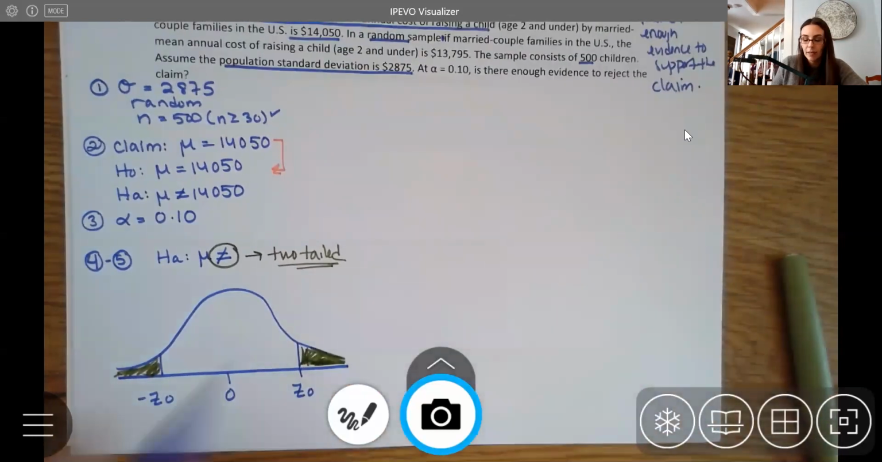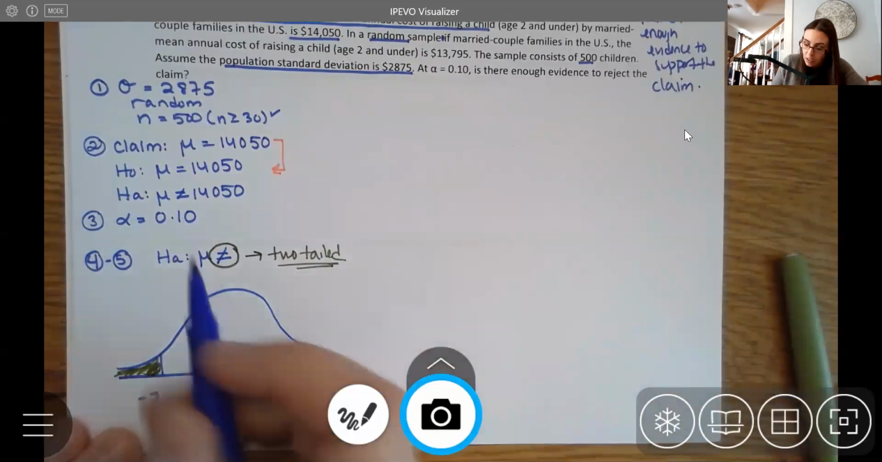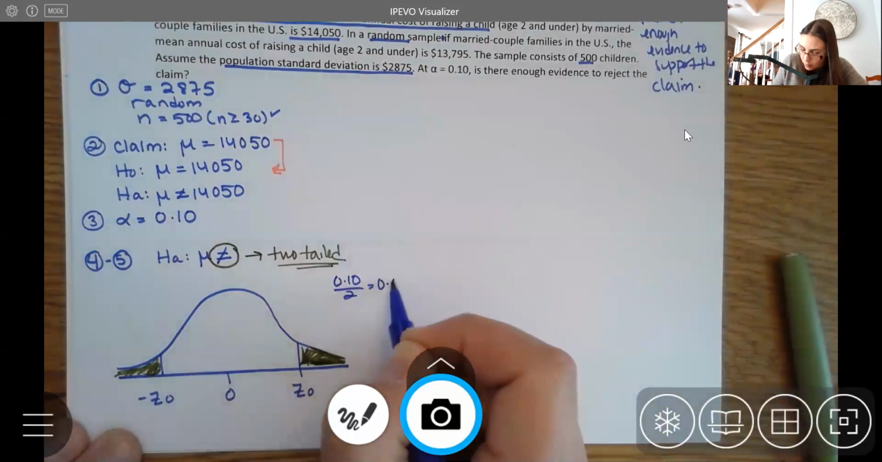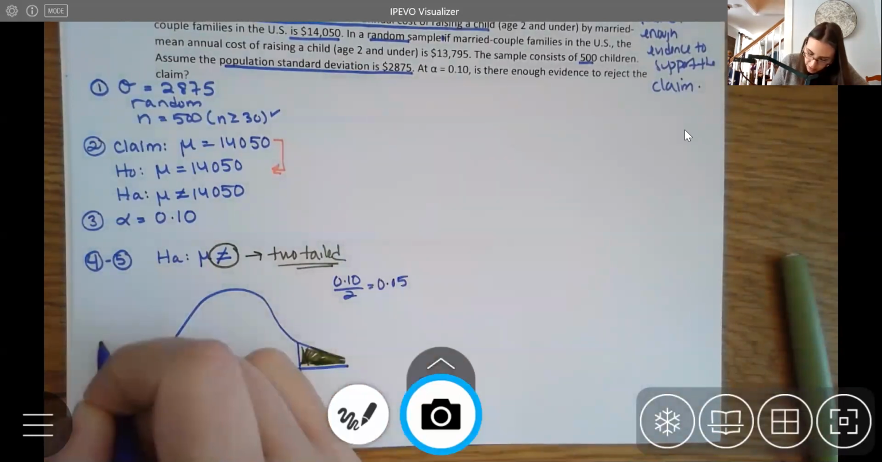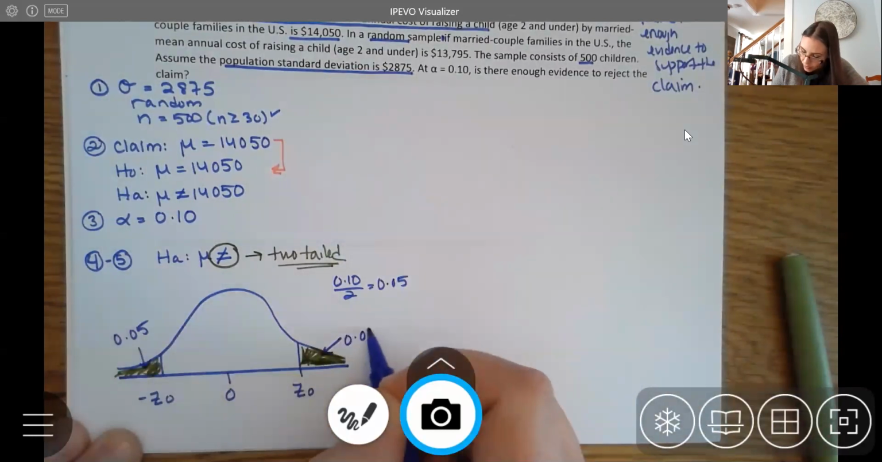Now, remember your alpha is 0.10. So I need to put half on each side. So you split that in half. So 0.10 divided by 2 is 0.05. So this side is going to have 0.05, and this side is going to have 0.05.